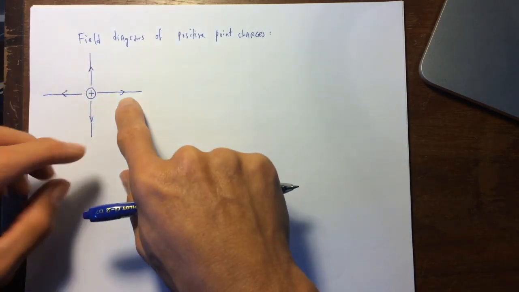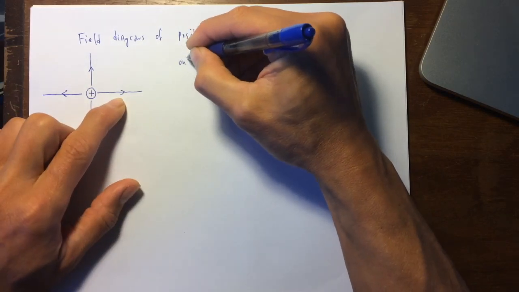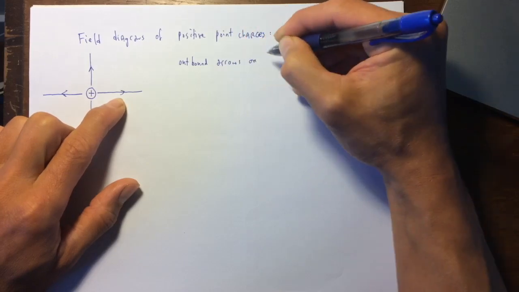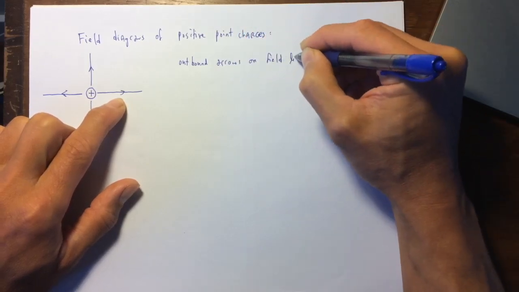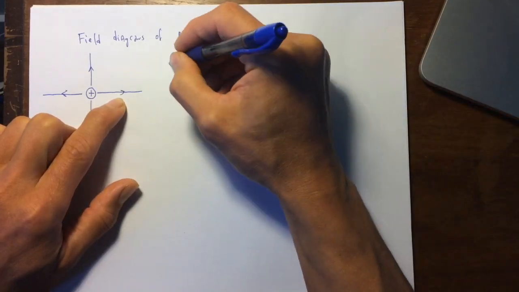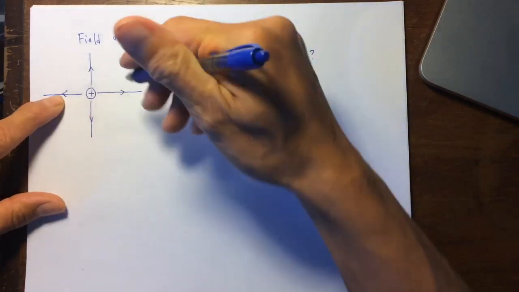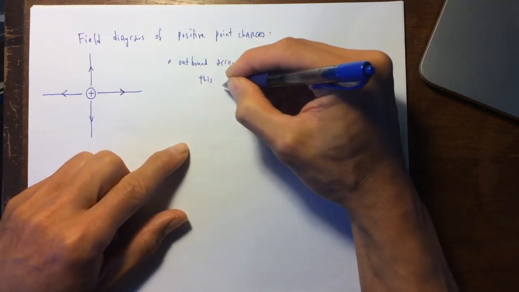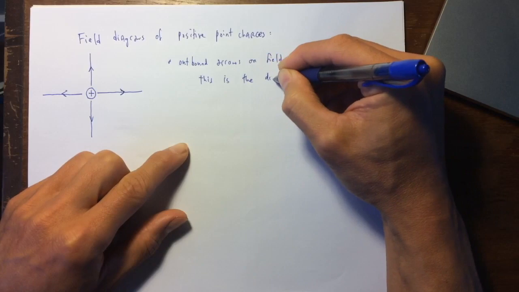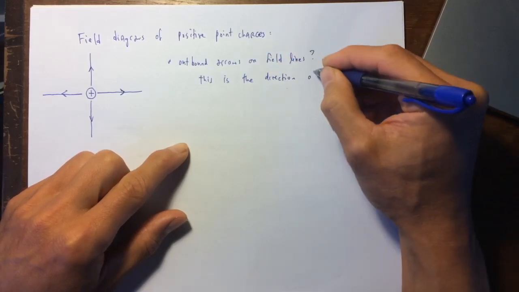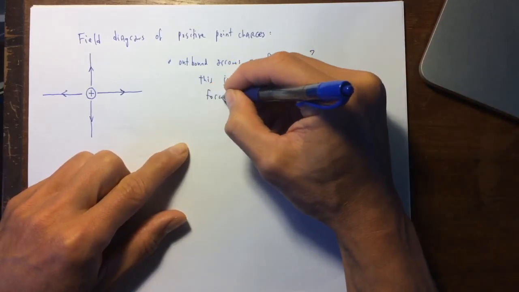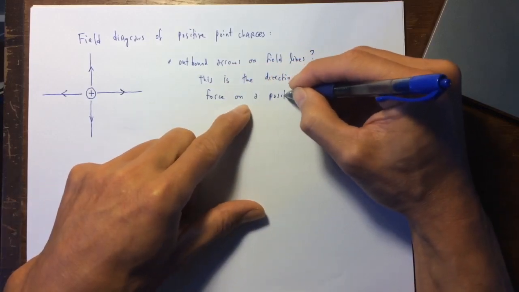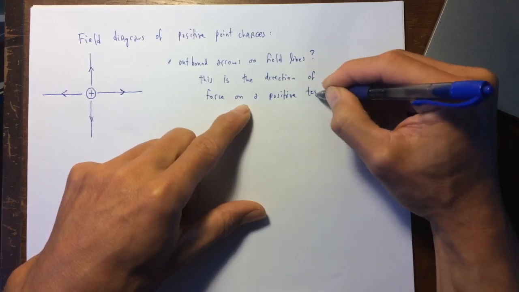Now the reason that I put outbound arrows on the field lines, so why am I putting the outbound arrows on the field lines? Can you see they just point away from the positive charge? It's because this is the direction of force on what's referred to as a positive test charge.